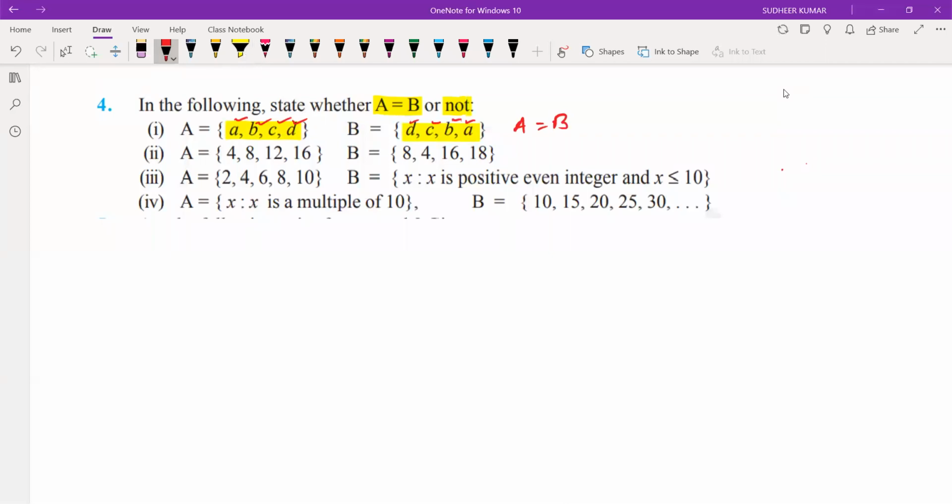Next. What about the next one? No, sir. A is not equal to B. And the third one. A is x such that x is a positive even integer, and B is... Yes, so A equals B. You write the solution for the third one. You should write A equals 2, 4, 6, 8, 10.